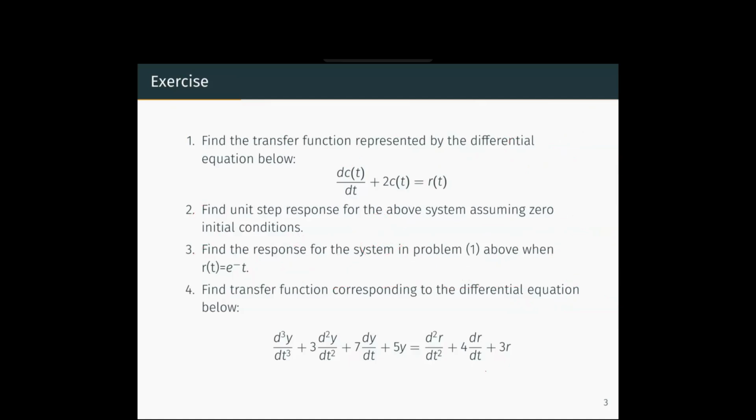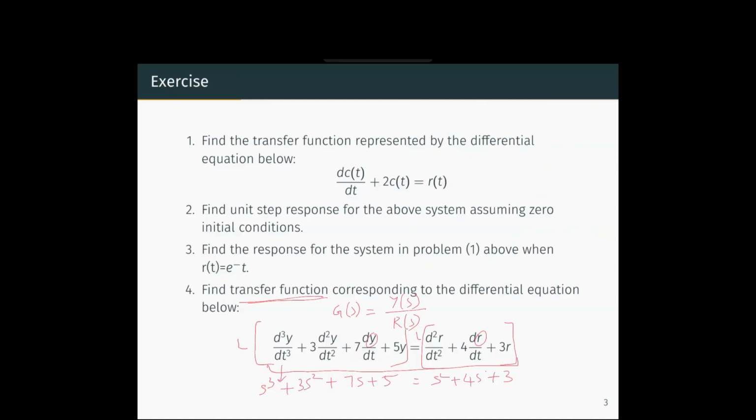Another application of Laplace transform is, if a differential equation like this is given, we can find the corresponding transfer function. Transfer function is the relation between the input variable and the output variable. So what is the transfer function? G(s) equal to Y(s) divided by R(s). To find that, we will take the Laplace transform on both sides of the equation, the output side and the input side.